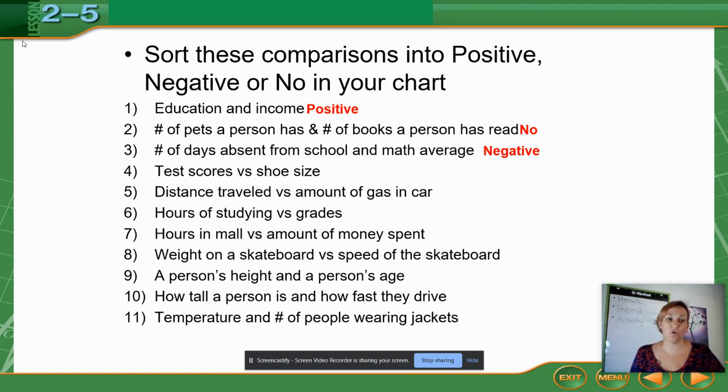Next one, test score and shoe size. The higher your test, the bigger your shoes? No, those have no correlation.